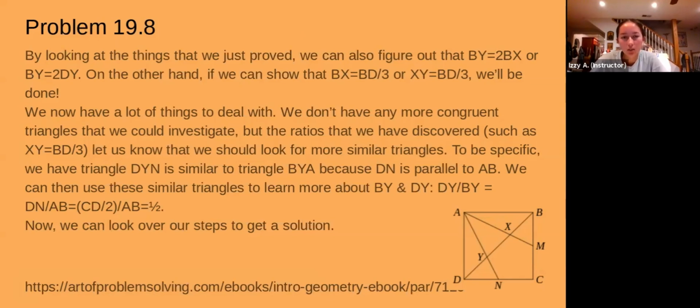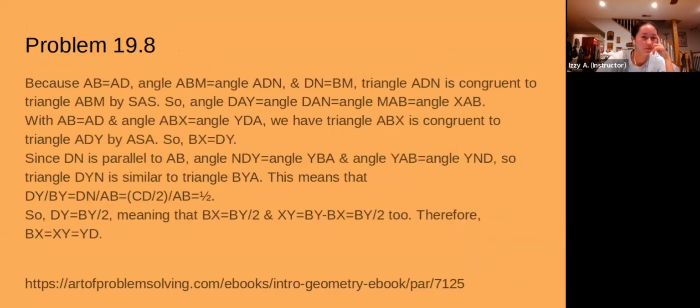We now have a lot of things to deal with, and we don't have any more congruent triangles that we can investigate, but the ratios that we have discovered, such as XY is equal to BD over 3, let us know that we should look for more similar triangles. To be specific, we have triangle DYN is similar to triangle BYA because DN is parallel to AB. We can then use these similar triangles to learn more about BY and DY. DY over BY is equal to DN over AB, which is equal to CD over 2 over AB, and finally you'll get 1/2. Now we can look over our steps to get a solution.